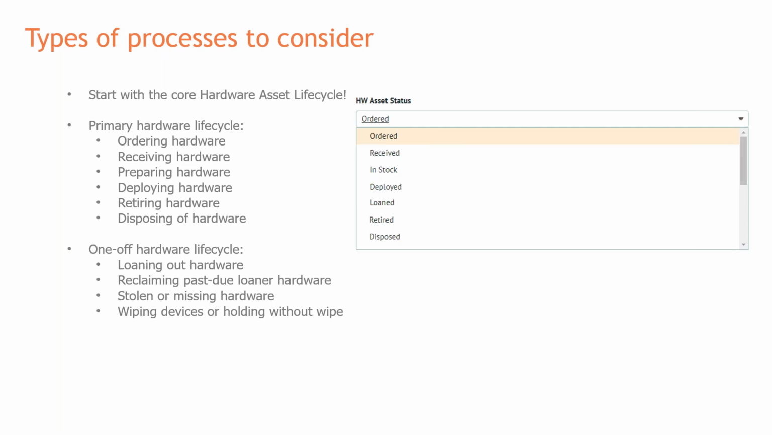And then the last one, which again often happens in the real world, is this idea of devices waiting to be wiped, which need to be kept separate because they've got data on them. They can't go out the door yet. We've got to make sure we've cleaned them up properly. You want to track that as a separate status, that they are waiting to have their data wiped. Or the other one is holding without wipe.